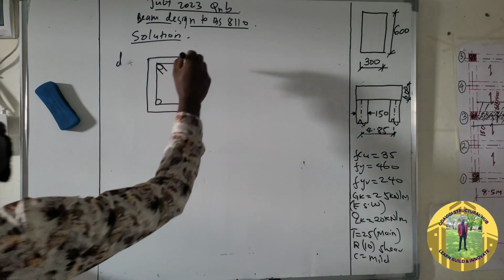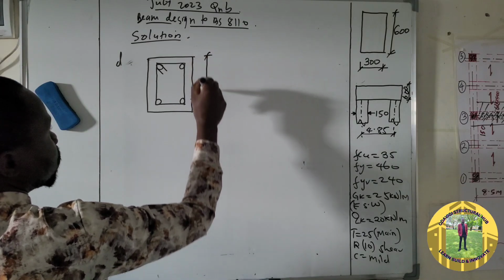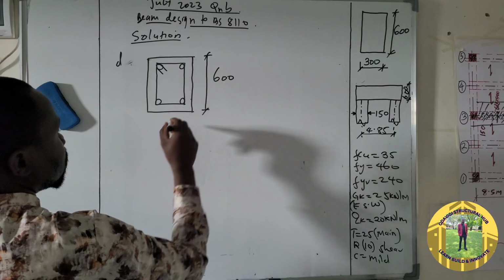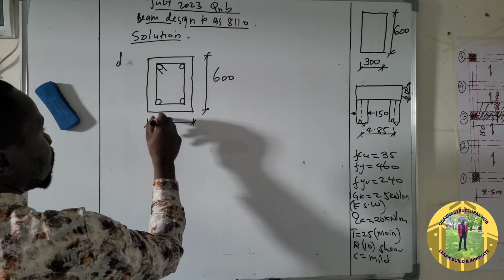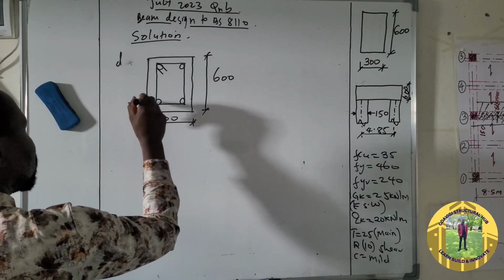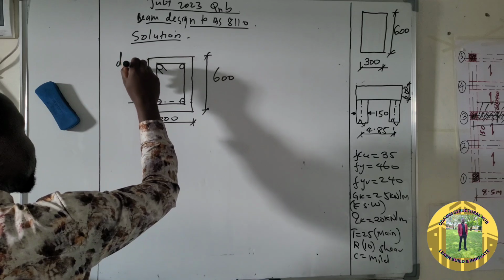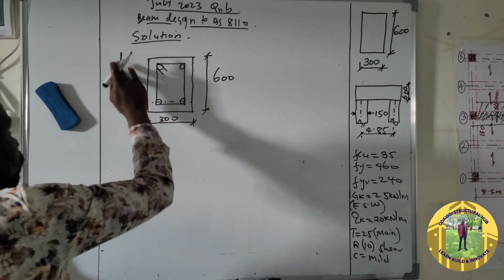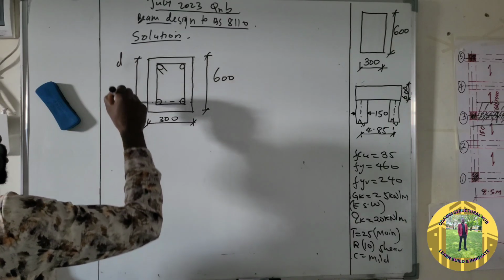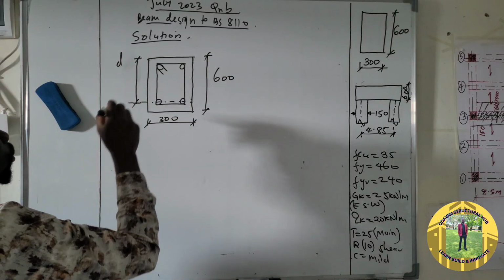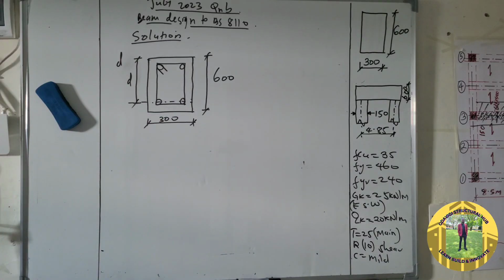So the overall depth is 600 and the B is 300. So the D will be this distance from the top of the compression side to the center of the main bar.